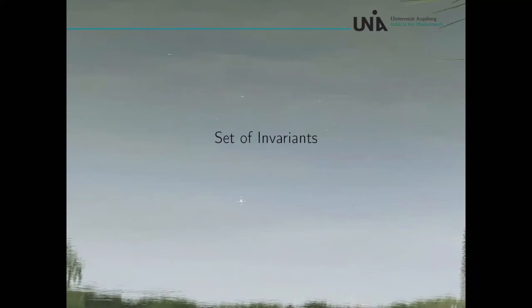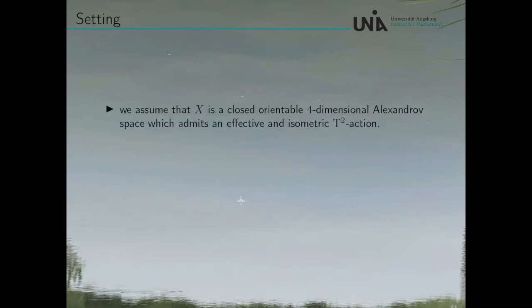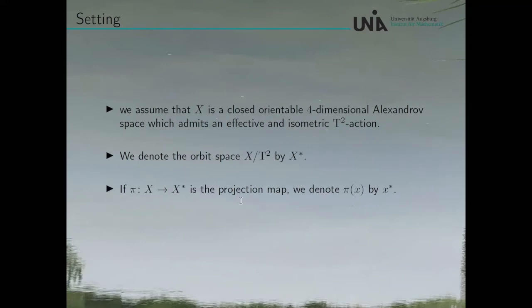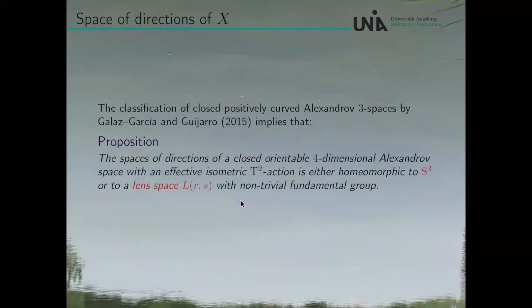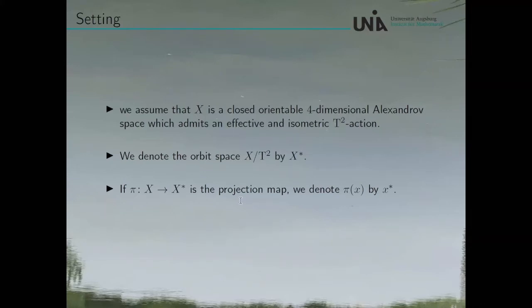Okay, with this short review on Alexandrov spaces, let's see how we can get the set of invariants. This is the setting. Let X be a closed, orientable four-dimensional Alexandrov space which admits an effective and isometric T2 action. The orbit space is denoted by X star, and small x star is the image of an orbit under the projection map. Yeah, these are what we want to assume.